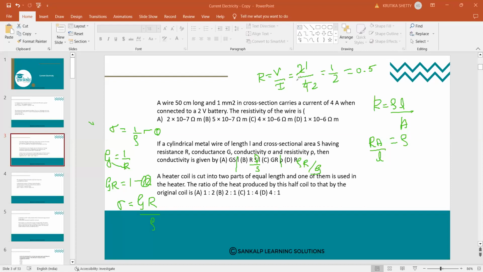Yes, correct. Okay. A heater coil is cut into two parts of equal length and one of them is used in the heater. So the heater coil is cut into two equal parts, and only one part you are using for the heater. The ratio of the heat produced by the half coil to that by the original coil is?